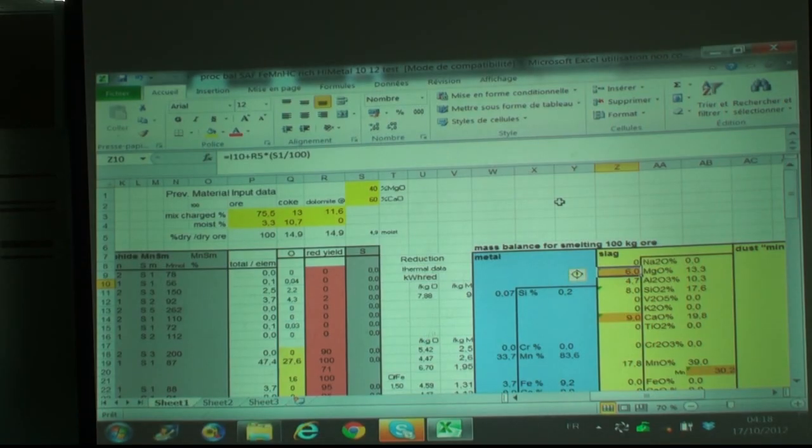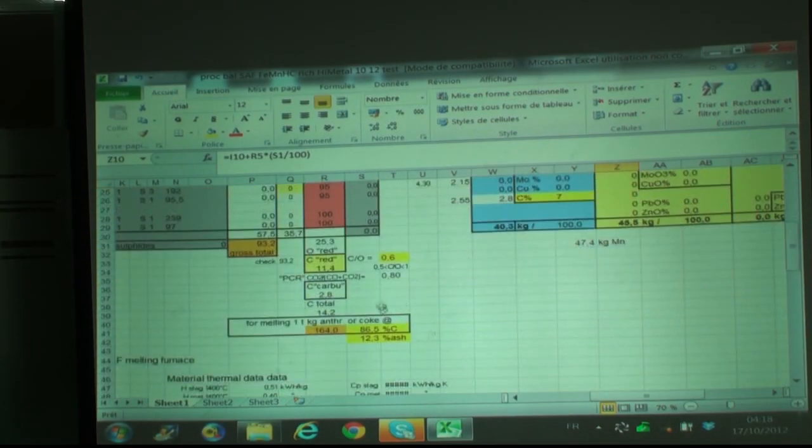Okay, if you want, you may do this later on. You may refine the ashes, which are not only SiO2. You may refine the composition of the ashes. But the amount of slag coming from the ashes is very, very low. So it makes no sense to go into details.